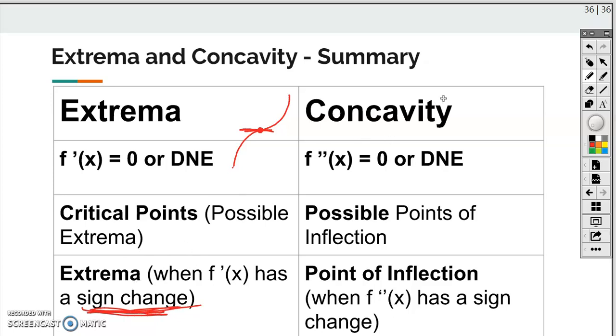For concavity, you're going to look at the second derivative. It's going to be either 0 or undefined. The points where the second derivative is 0 or undefined are possible points of inflection. If you actually have a sign change in the second derivative, that's when it's an actual point of inflection.